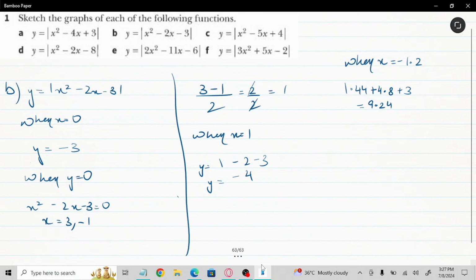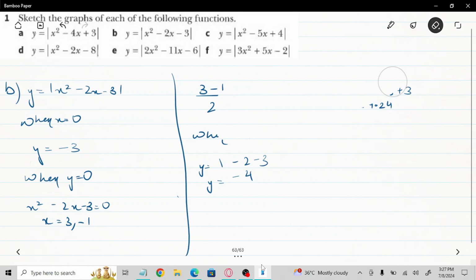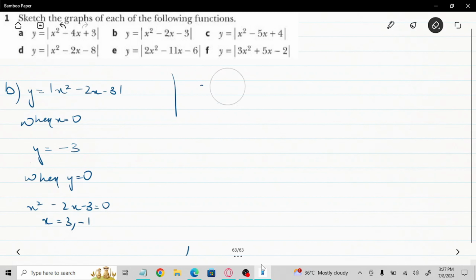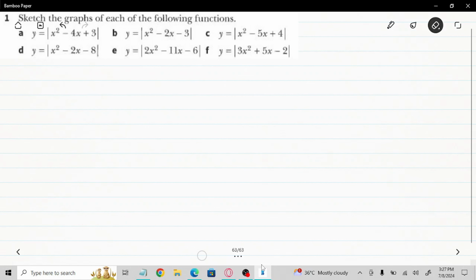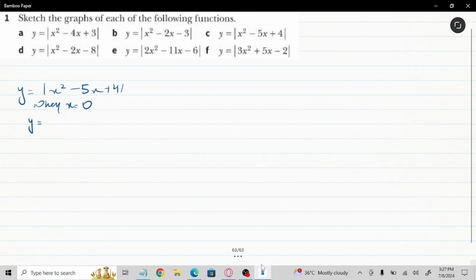Okay. For part C, we have a similar equation. We're going to say y is equal to x squared minus 5x plus 4 is our equation. Let me disconnect this. So when x is equal to 0, y is equal to 0 minus, sorry, 5 multiplied by 0 plus 4. That's going to be positive 4.